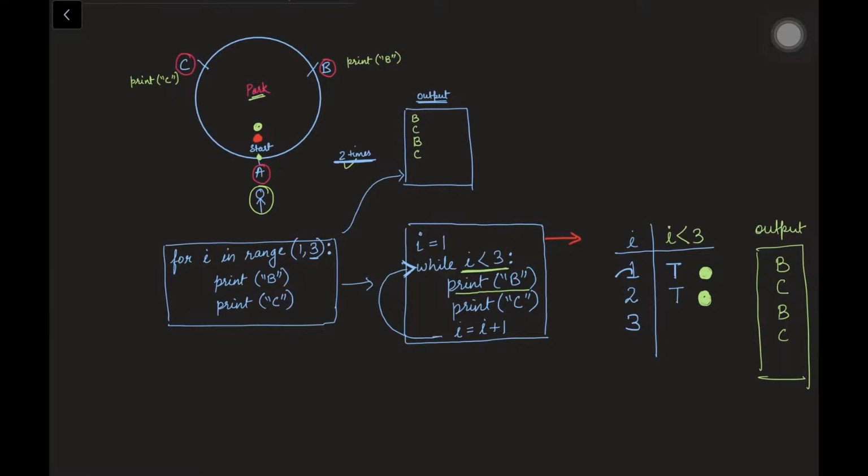So it will again go back to check whether I is less than 3. So 3 is not less than 3. This condition will become false. And as soon as you get a false, you will get a red signal. Now this means that you have to stop the cycle. You don't have to move around anymore. This means that it will not enter the loop anymore. So the final output that you will get is BC, BC. This is the output.